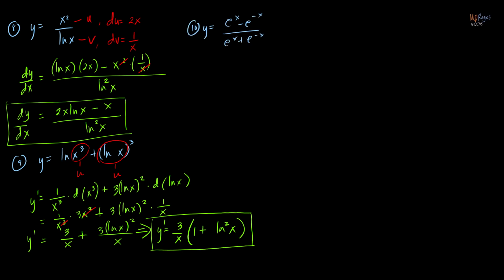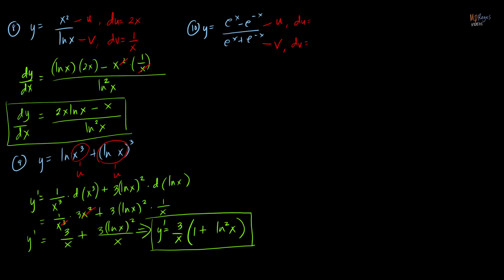One last example for this video. In number 10, we need to use the quotient rule again, because we have here the quotient of u, which is e to the x minus e to the negative x, and v, which is equal to e to the x plus e to the negative x. So in the quotient rule, we need du and dv. What is du equal to? Du is equal to the derivative of e to the x minus the derivative of e to the negative x.